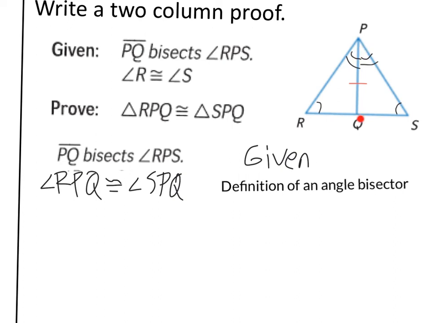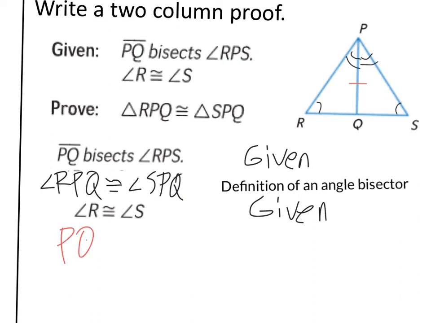So all I'm trying to say is I'm going to skip over this PQ right now, and I'm going to go to this angle R is congruent to angle S. And then how do I know that's true? Well, that was given to me at the very beginning. So now I've proven two angles are congruent. I just need to prove that this side, PQ, is congruent to itself.